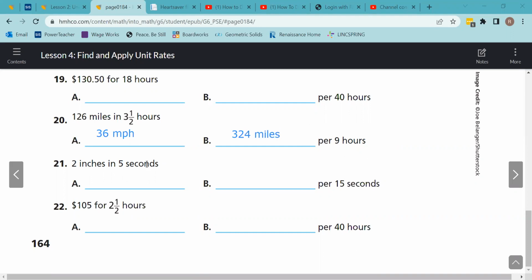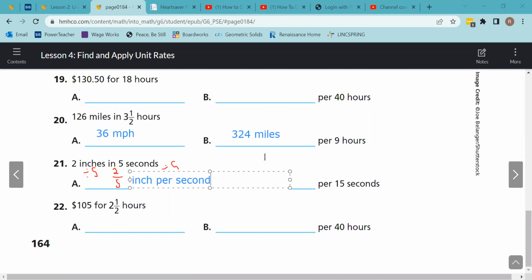Got it. 2 inches in 5 seconds. You're going to get it down to per second. Okay, I need to draw this one. So divide by 5 to get to 1 second. Well, when you're dividing that number, you end up with a fraction, right? 2/5 of an inch per second.